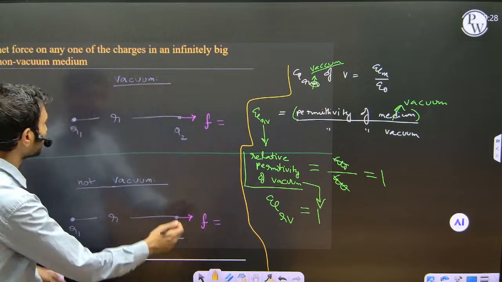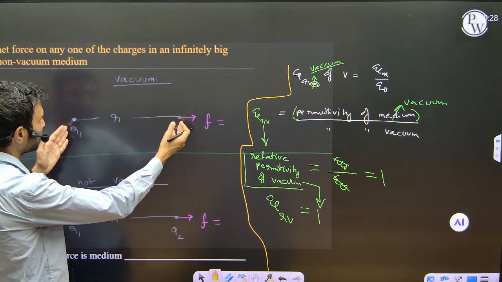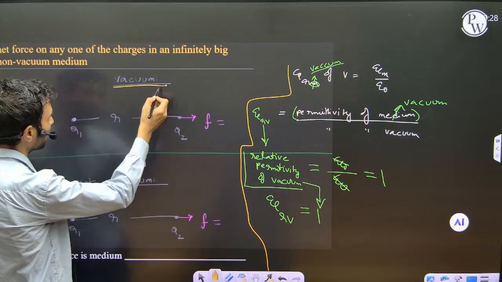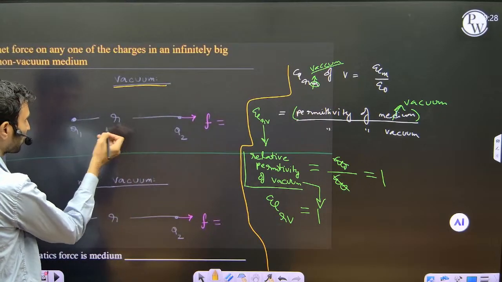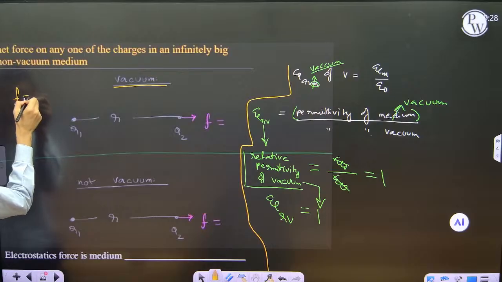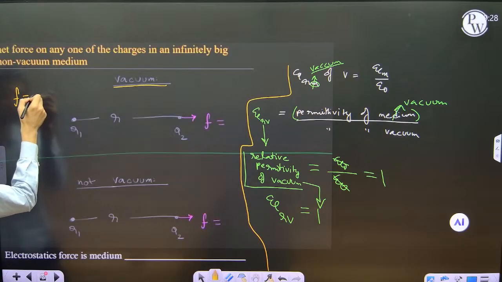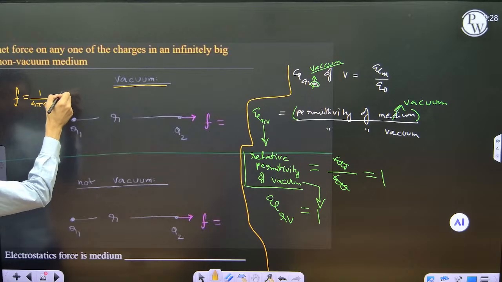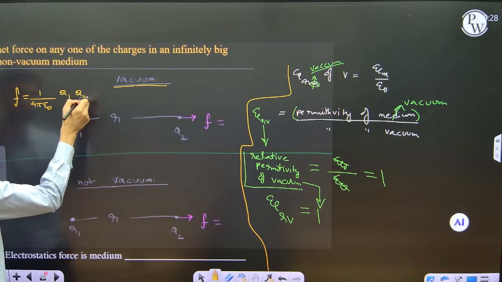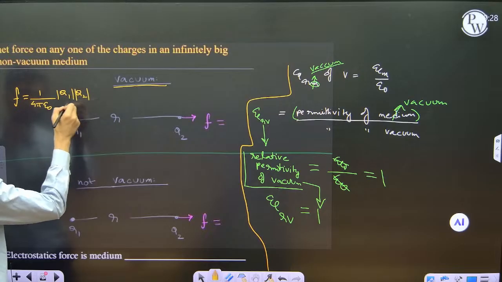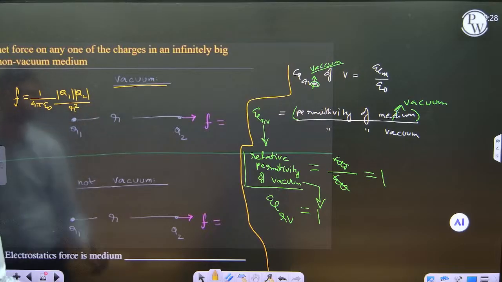Now let us say two charges Q1 and Q2 are kept r distance apart in vacuum, and I want to find the force between them. So we already know the force between them. What is the force between them? It is 1 divided by 4 pi epsilon naught Q1 Q2 magnitude divided by r square. That's the force, right?